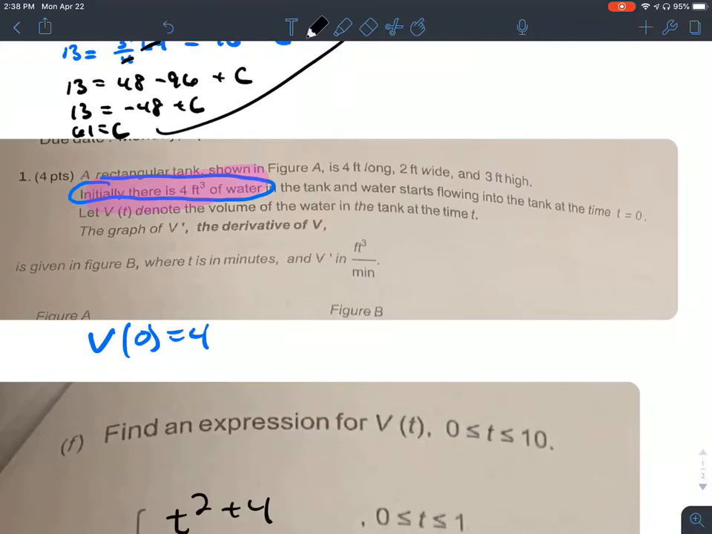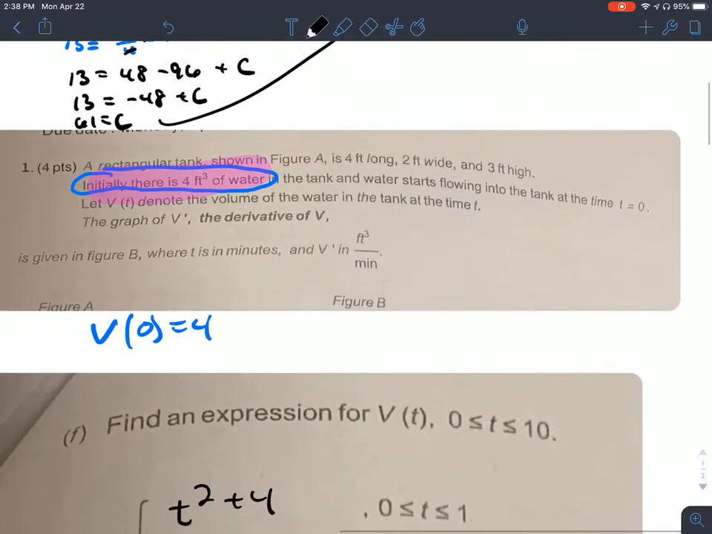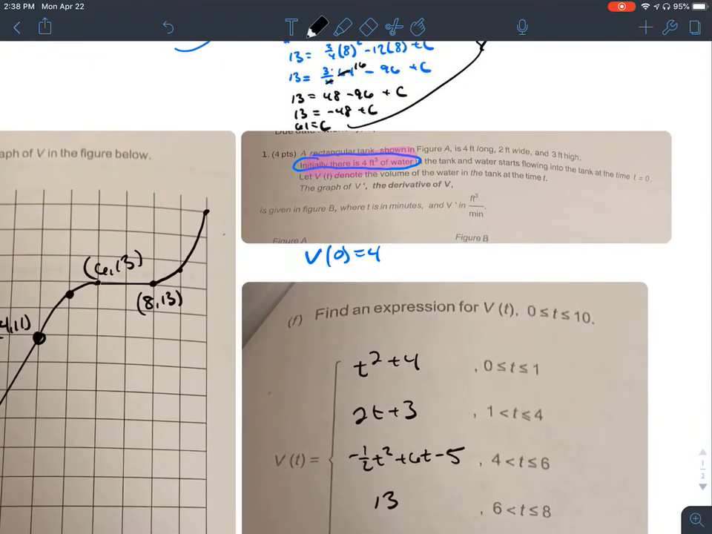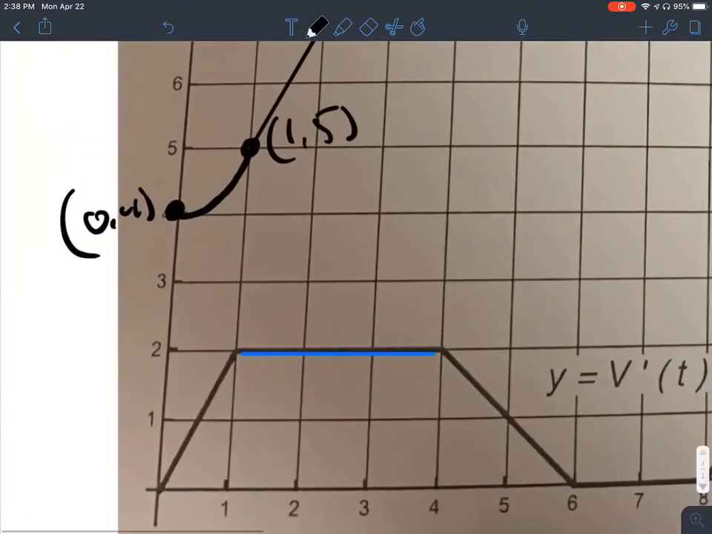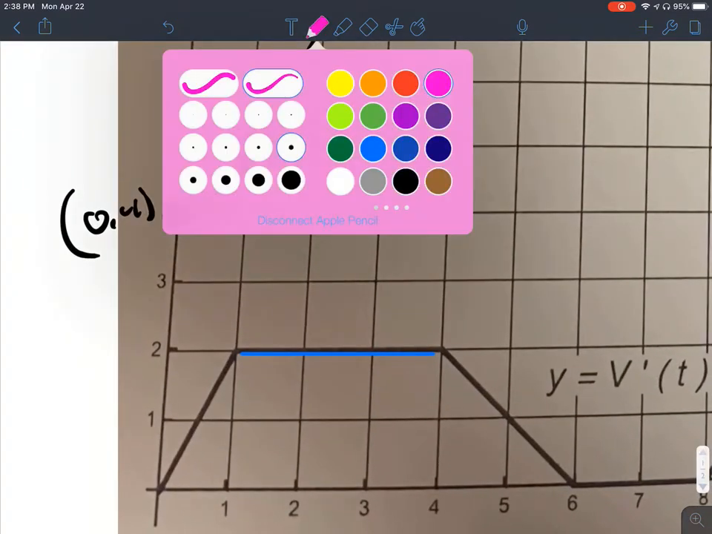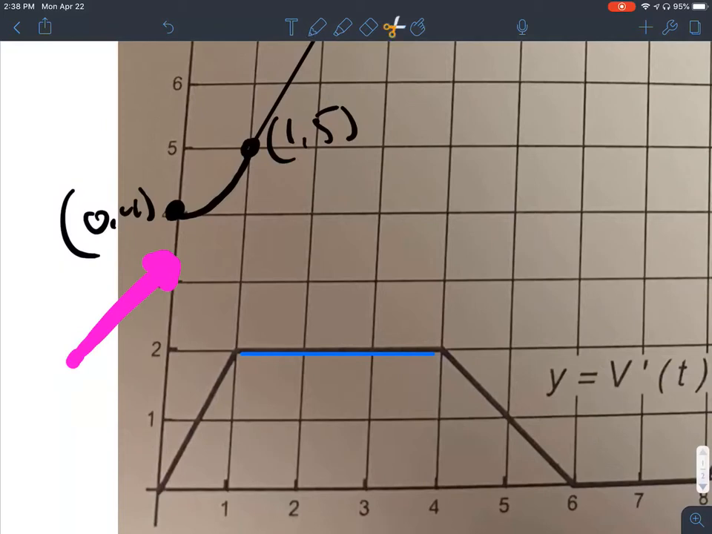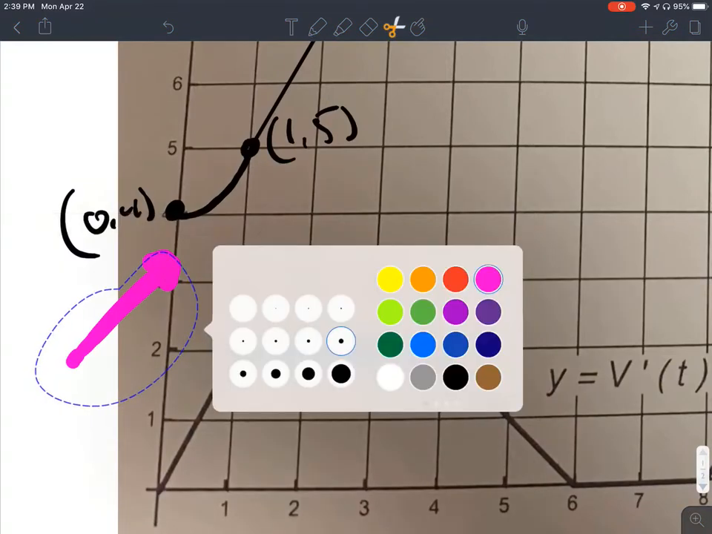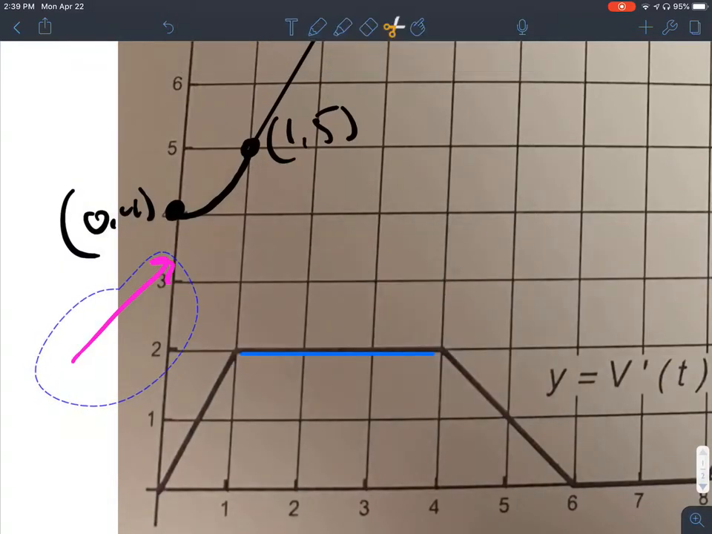All right, we get this rectangular tank, and the important part as far as graphing goes, it says initially there's 4 cubic feet of water in the tank. So if I'm going to graph V, that means that V of 0 is 4. So I would go ahead and put this ordered pair, 0, 4 on the graph, like so.